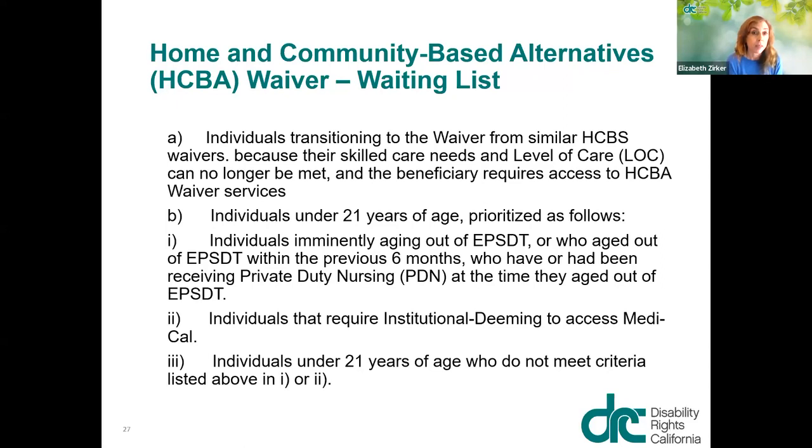The second is individuals under 21 years old, with priority first to children who are about to age out of EPSDT or who aged out of EPSDT within the previous 6 months, who have or had been receiving private duty nursing at the time that they age out of EPSDT. Then individuals who need institutional deeming to access Medi-Cal, and then all other individuals under 21 who don't meet the criteria in the first two numerals.